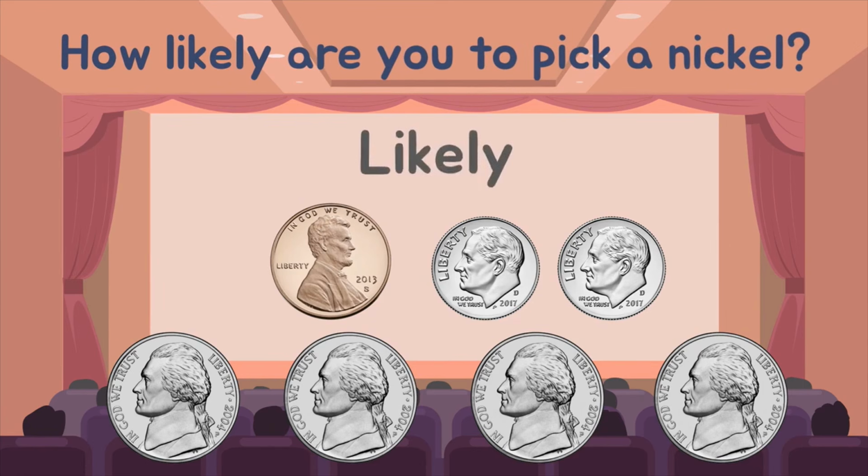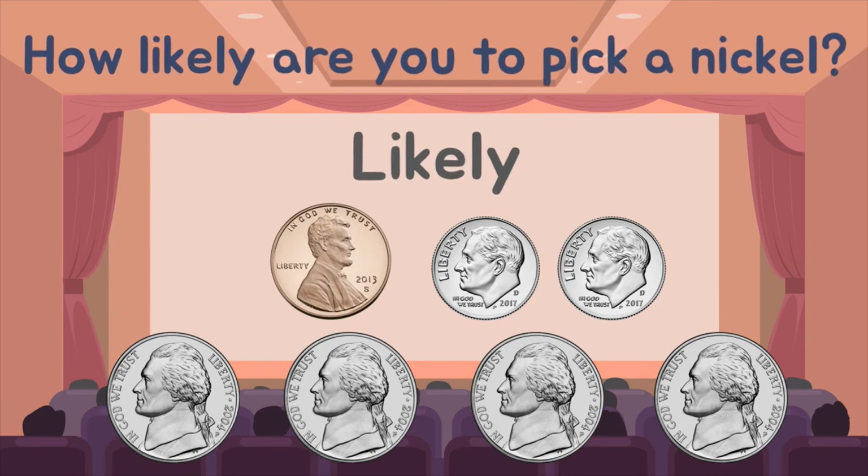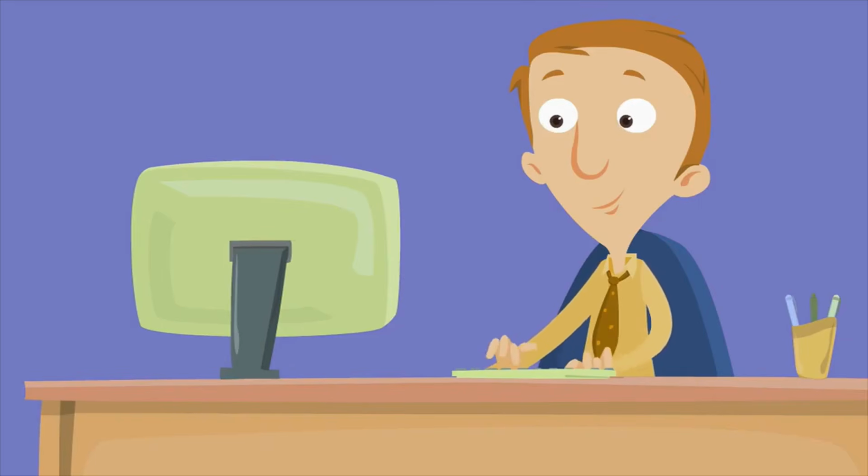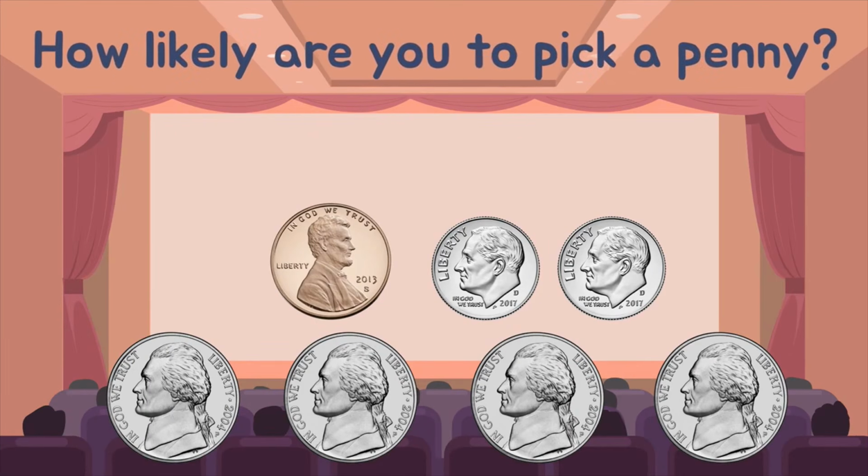Likely. Correct. You are likely to pick a nickel. More than half of the coins are nickels. You have a big chance of picking a nickel. That means it is likely. You are doing great. All right, how likely are you to pick a penny?